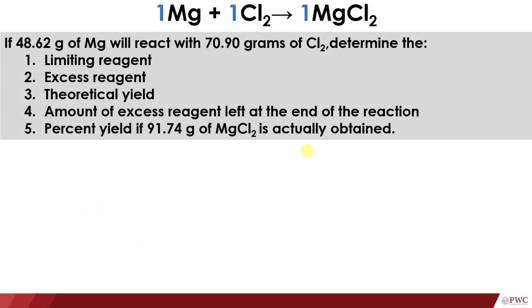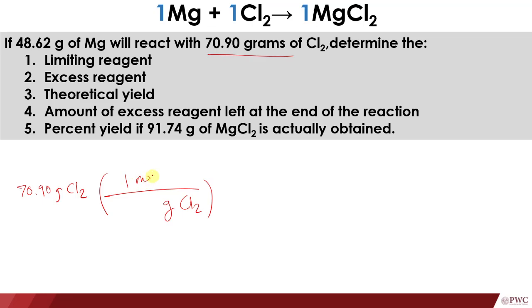Okay, let's continue with the amount of excess reagent left at the end of the reaction. So the amount of excess reagent actually depends on the limiting reagent. So let's go back to the limiting reagent. Again, the limiting reagent here is the Cl2. That's 70.90 grams of Cl2. Let's determine how many grams of the excess reactant will actually react with this amount of the limiting reactant. So that's 70.90 grams of Cl2.